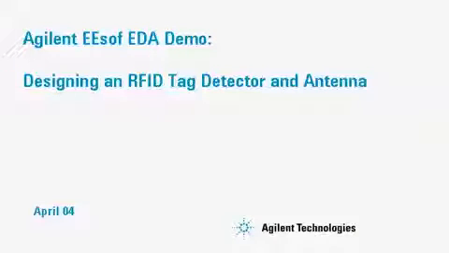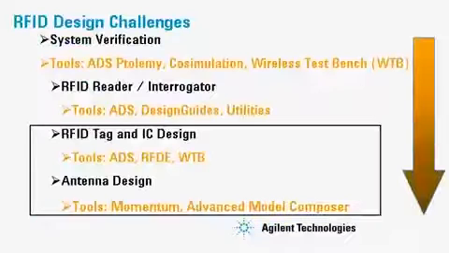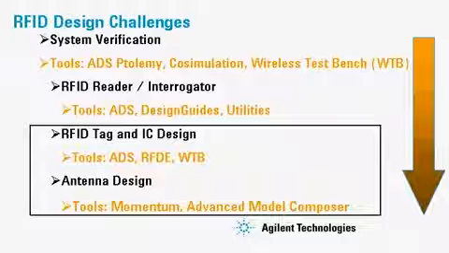Welcome to a demonstration of using ADS to design a power detector and antenna for a passive RFID tag. RFID systems include readers or interrogators and passive or active tags or transponders. Considerable attention is paid to passive tag design to achieve very low cost per tag. This demonstration will focus on some aspects of passive RFID tag design.